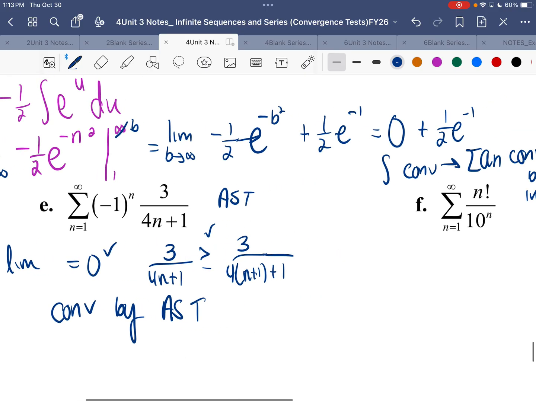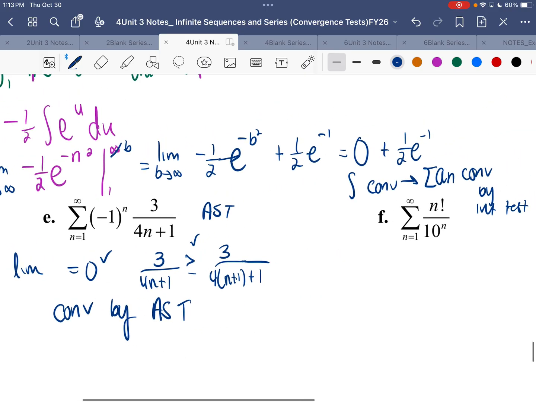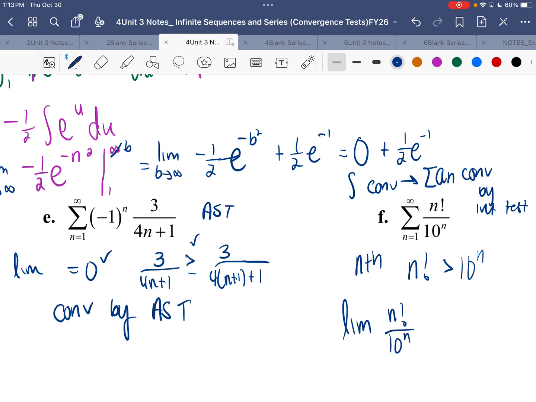Rapid firing here. All right, then we look at F, and we see a factorial, so we could do ratio test. I think ratio test is inconclusive. If we do, what other tests would we use? Nth term, because it's big top. N factorial is greater than 10 to the n. So when you do the nth term, you're going to get infinity, which is not 0.